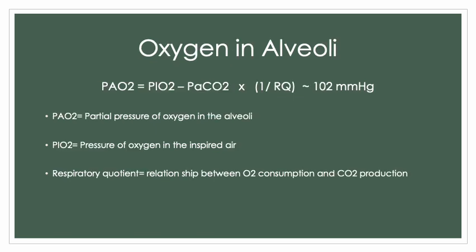Moving on, looking at oxygen in the alveoli, and that's calculated by this equation listed here. So we defined PiO2 in our last slide, and you're going to subtract the amount of CO2 in the arterioles times 1 divided by RQ, which is the respiratory quotient, and this defines the relationship between oxygen consumption and CO2 production, and that's going to equal approximately 102 millimeters of mercury. So the pressure of oxygen in the alveoli is roughly 102 millimeters of mercury, with definitions listed here.